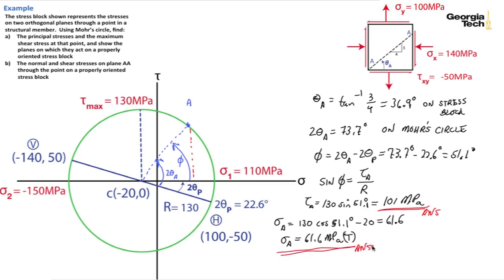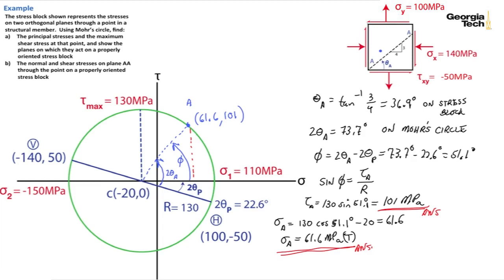So on our Mohr's circle, we can plot it up here. This state of stress for the principal stress condition is 61.6 and the normal stress, and 101 for the shear stress. And you can notice now that for this state of plane stress, you could do this for any plane through that stress block. So you could find the normal and shear stress on any plane.